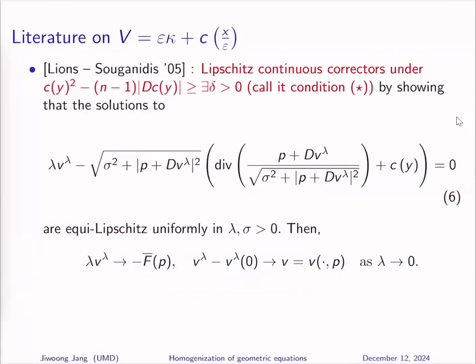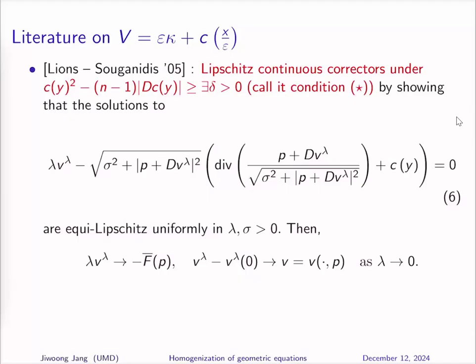And here is the literature on the forced mean curvature flow. Lions and Souganidis gave a condition on the forcing term that guarantees the solvability of every cell problem for every direction. Here we call it condition star. Condition star can be seen as a small oscillation condition on the forcing term. So for instance, if we have this condition star, then the forcing term cannot be zero somewhere, otherwise it is not true, and it must have a certain sign.